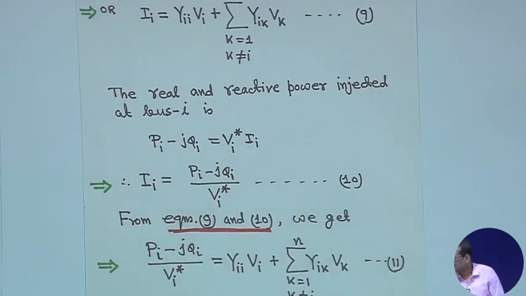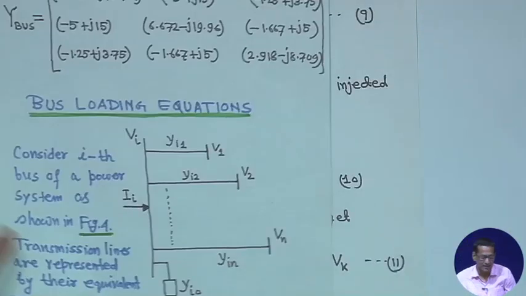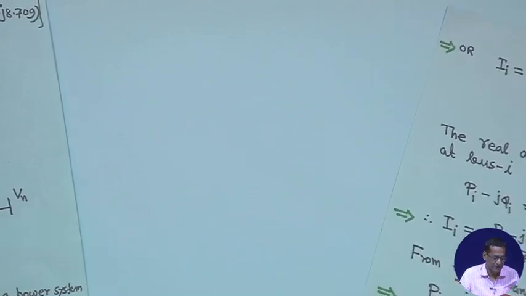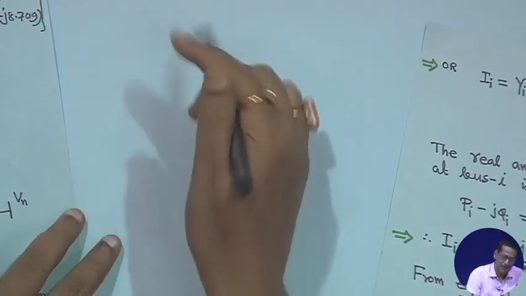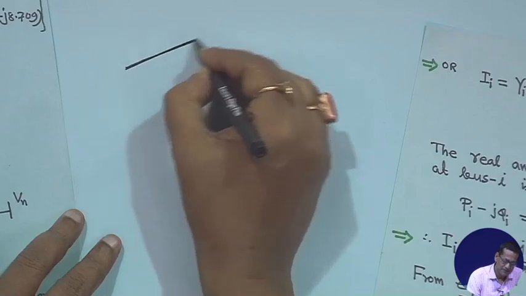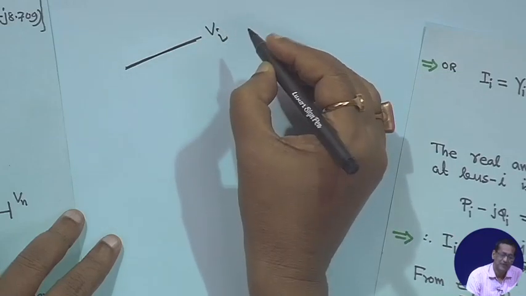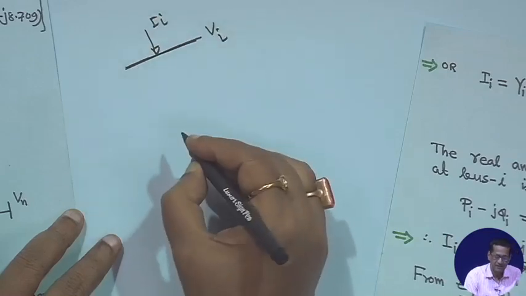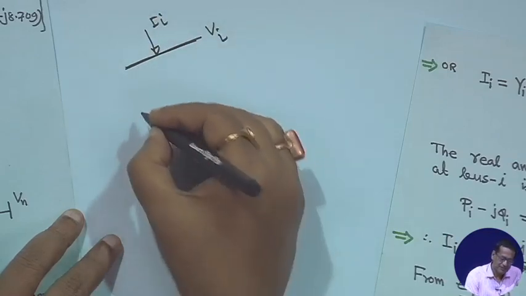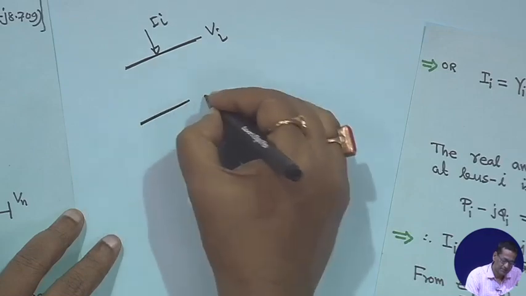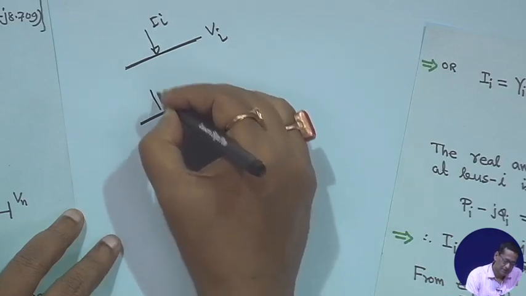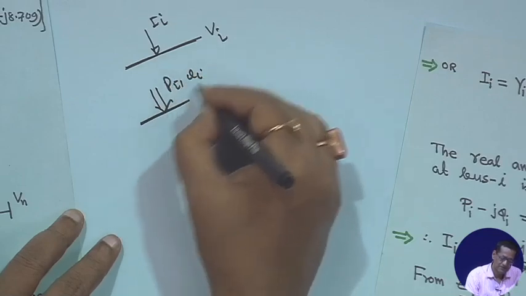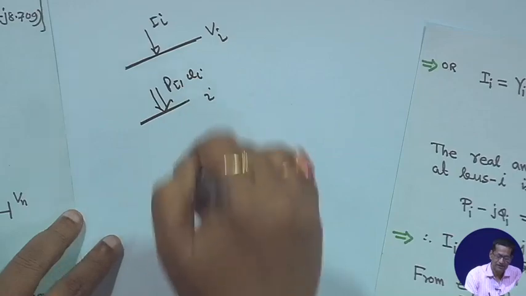That means, in this diagram, I am making it for you for the time being. Suppose this is my bus bar, and this is the voltage V I. We are taking this current injection I I. So taking any bus bar, the ith bus bar, I put the power injection as real power P I and reactive power Q I in this bus.